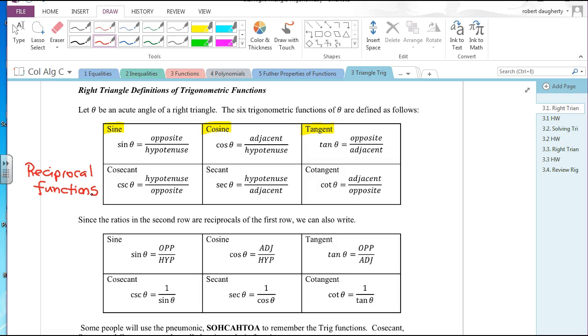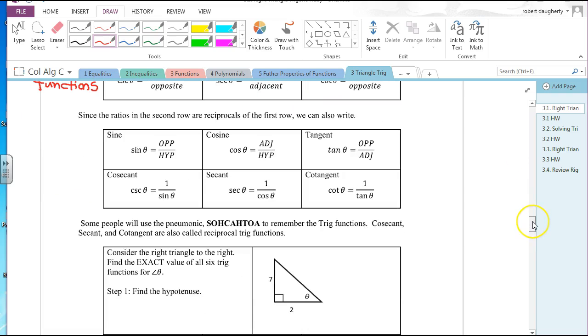okay? Now, there's an acronym. I don't know how you learned it when you did this in geometry. There's an acronym. It was on the video that you saw a moment ago. SOHCAHTOA, S-O-H-C-A-H-T-O-A. What this means, and this can help you, sine is opposite over hypotenuse. Cosine is adjacent over hypotenuse. Tangent is opposite over adjacent.